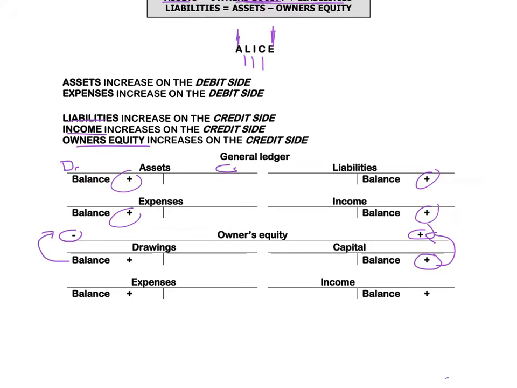The whole purpose of a business is to make a profit. So when we receive income, it increases on the credit side. Income will increase profits, so therefore the owner will get more profits and the equity will increase. Expenses increase on the debit side. When we pay expenses, we reduce the profits, so the owner will get less profits, and therefore the equity will decrease.